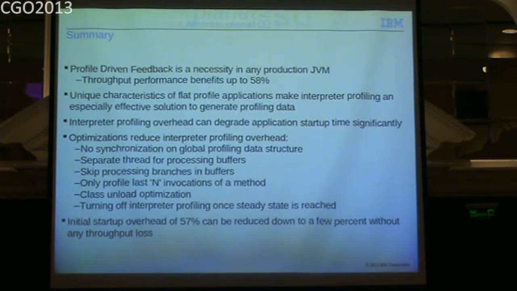So our optimizations were able to reduce the overhead. These optimizations being eliminating synchronization on our global data structure, adding separate threads for processing buffers, skipping processing of some branch entries, only profiling the last n invocations, our class unload optimization, and turning off interpreter profiling. With these optimizations, we were able to reduce an initial overhead of 57% down to a few percent without any throughput loss. Thank you.